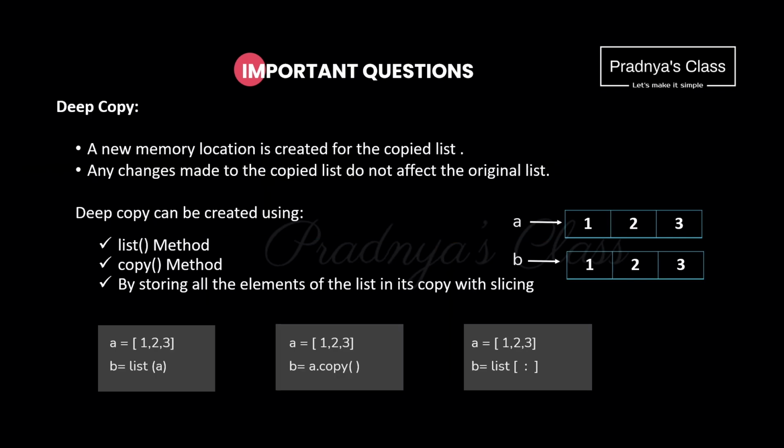Now this is one of the important questions related to lists. What is the difference between deep copy and shallow copy? We already discussed it in short. So here are the features of the deep copy. When we try to copy any list, a new memory location gets created. It means there will be a different new list. That's why if you change anything in the original list, it will not affect the new one or the copied one. Using the list method, the copy method or slicing, you can create a deep copy.